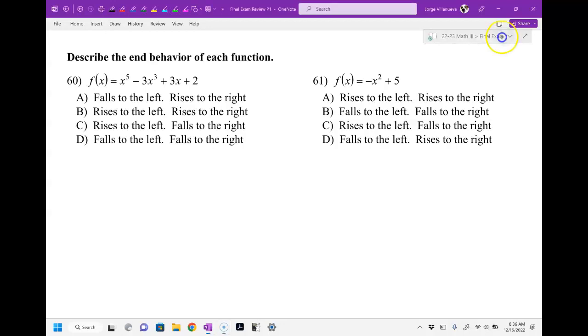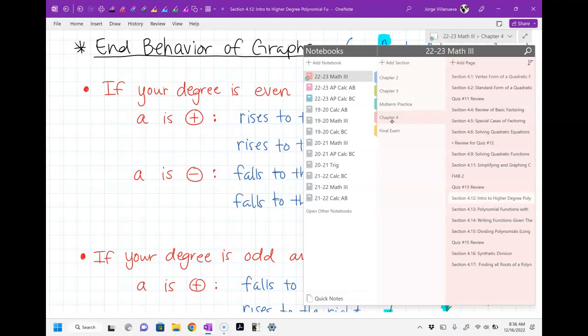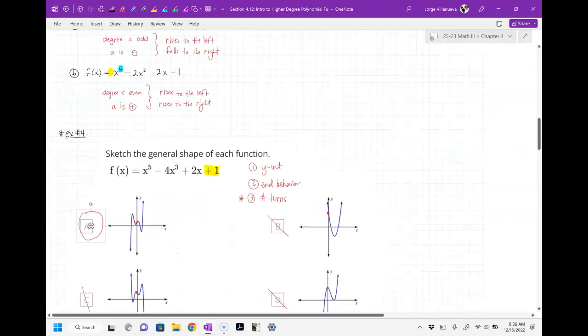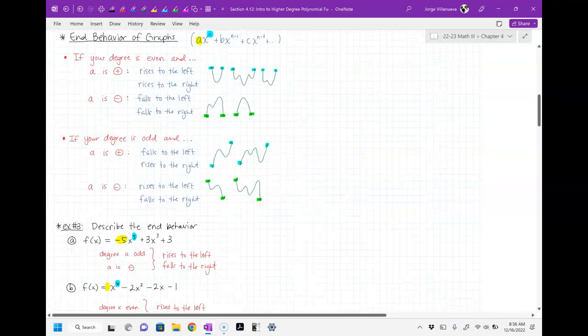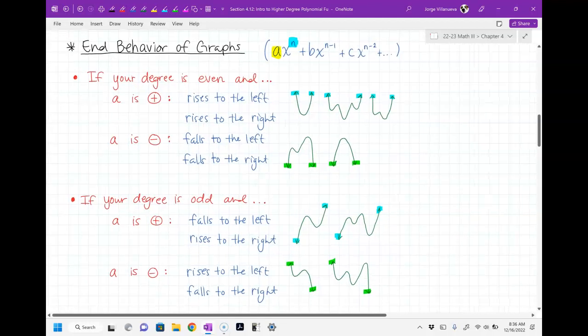If you want to know how to figure that out, you're going to be going to section 4.12. So in 4.12, I have end behavior, right over here. I'm not going to write this out for you guys, but look at your Google Classroom, go to section 4.12 notes, and that'll be there for you.